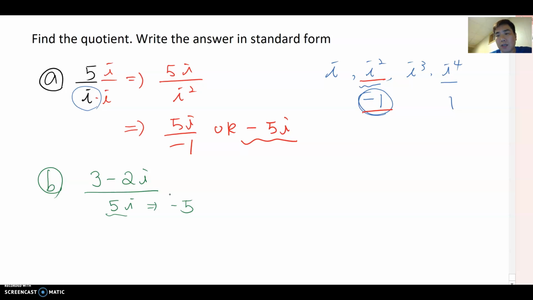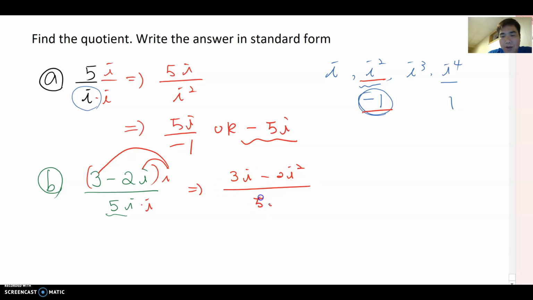Now how to make -5? Yes, we just make i squared. That will be the easiest way to do it. Therefore, you may think, why not multiply by 5i again? But simply you can just multiply by i. I may show you multiplying by 5i after this and see what happens. But simply we can multiply i on both numerator and denominator. Don't forget to distribute, and this becomes 3i minus 2i squared over 5i squared.